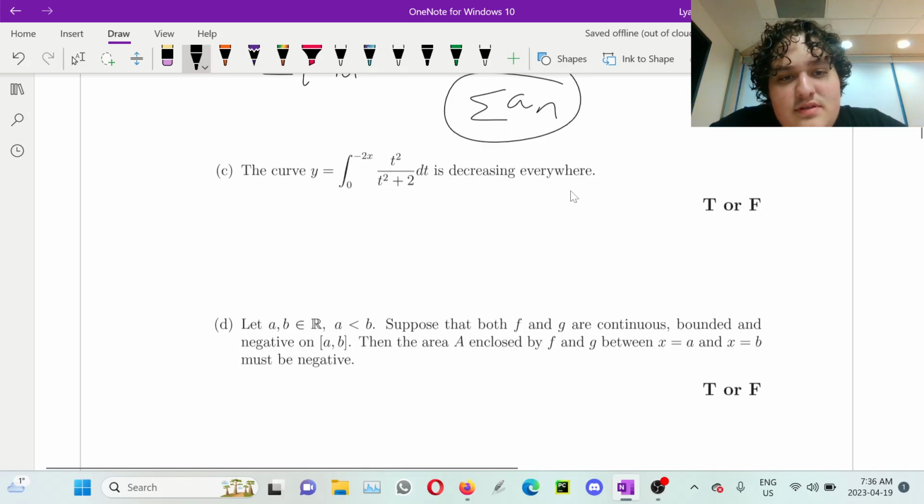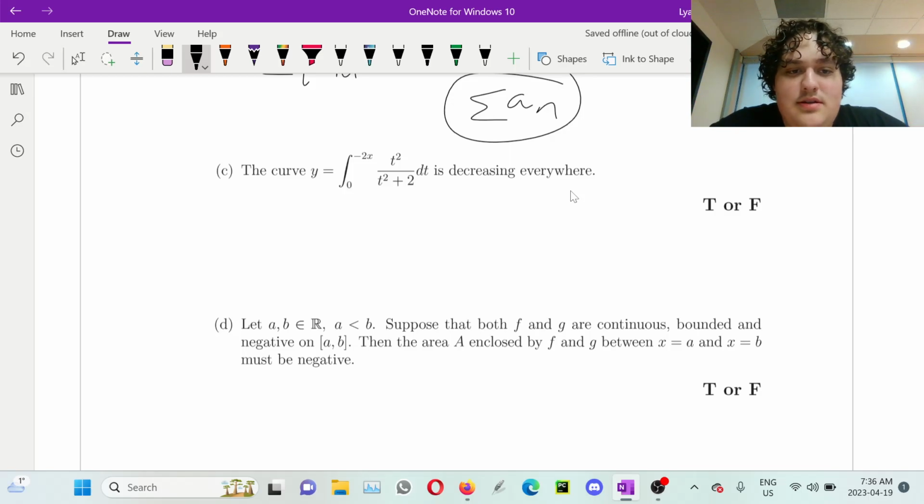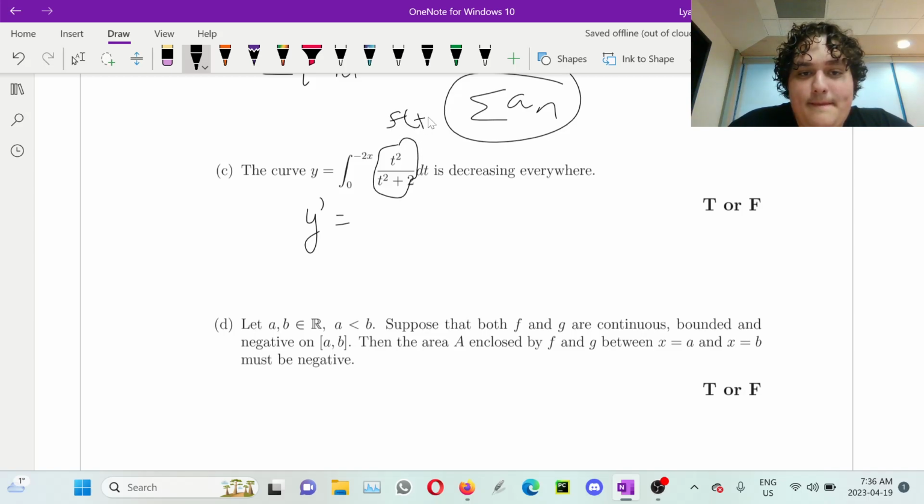The curve y equals that is decreasing everywhere. So we have to check this by doing the derivative and seeing if the derivative is negative everywhere. So we're going to have to use the fundamental theorem of calculus 2 to find the derivative of y. So we see here that this is just f of t right here. So we're also going to have to use chain rule. It's important that our function is continuous from 0 to minus 2x.